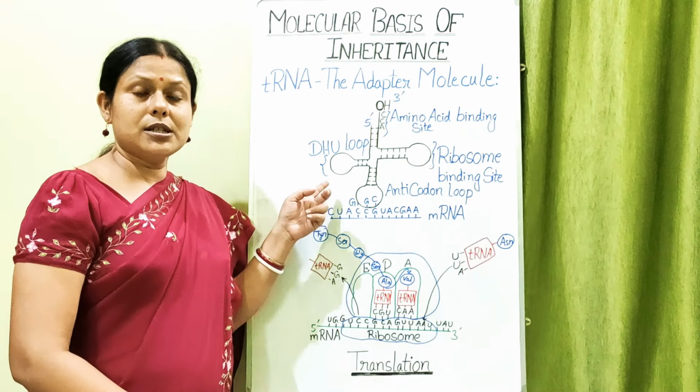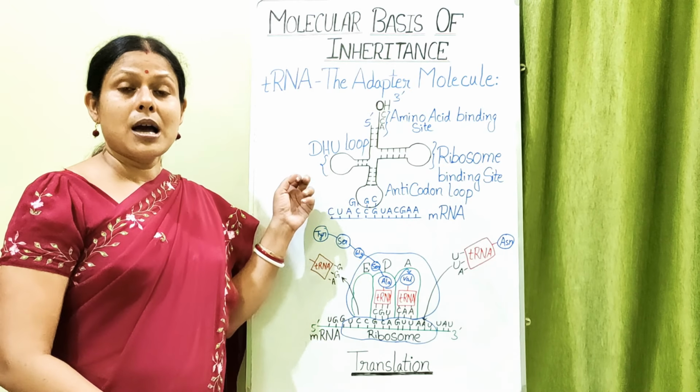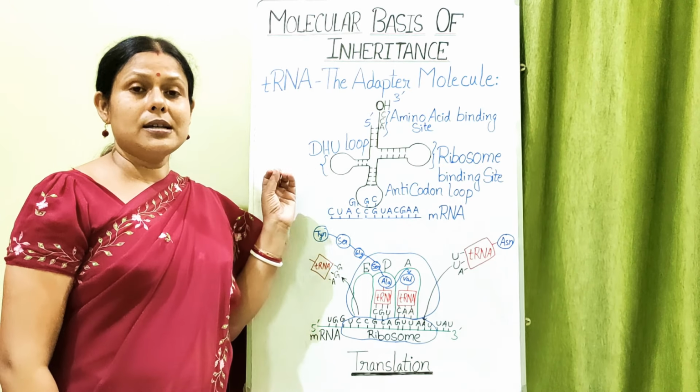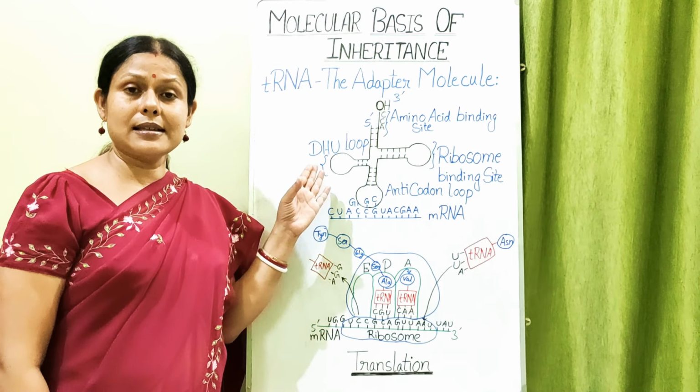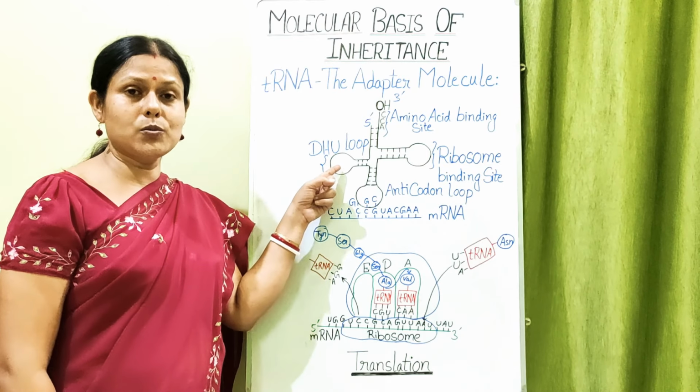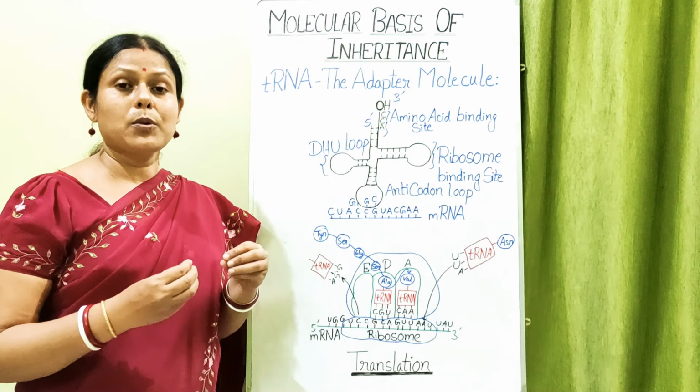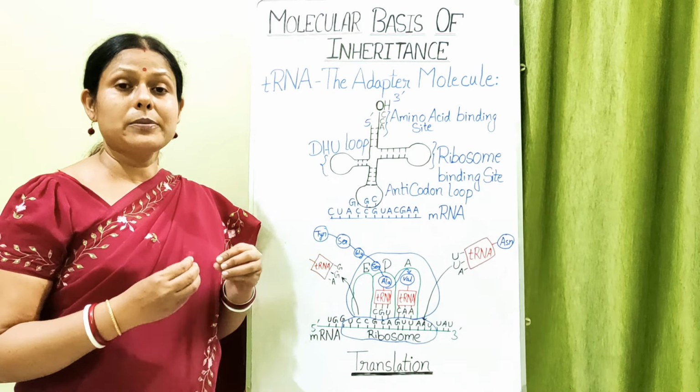And this fourth loop is the DHU loop, that is the dihydrouracil loop, and this is the amino acid activating synthetase enzyme binding site. That means with the help of this loop, the synthesis of the polypeptide chain will take place. It will bind with the enzyme portion of the ribosome, which is responsible for the formation of the polypeptide chain. All these loops or arms of the tRNA, the adapter molecule, are very important in the process of translation.